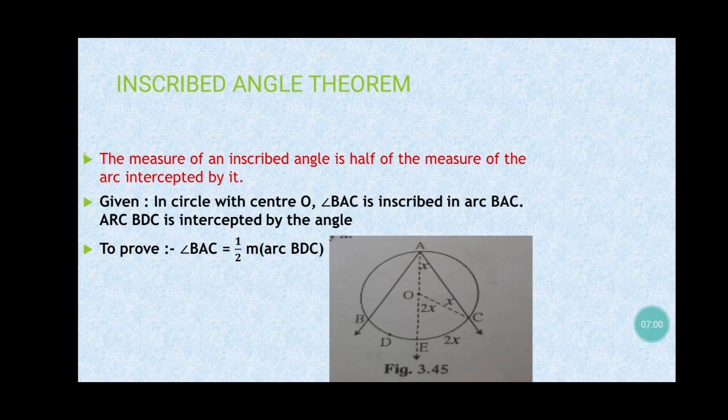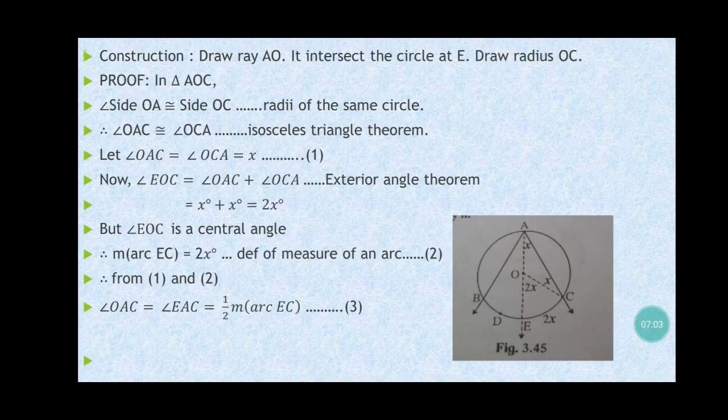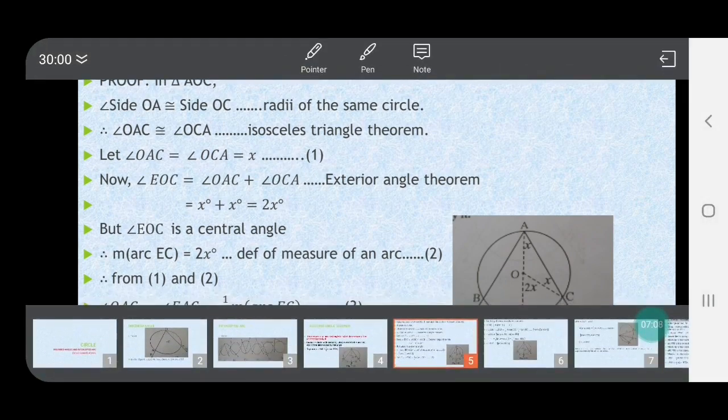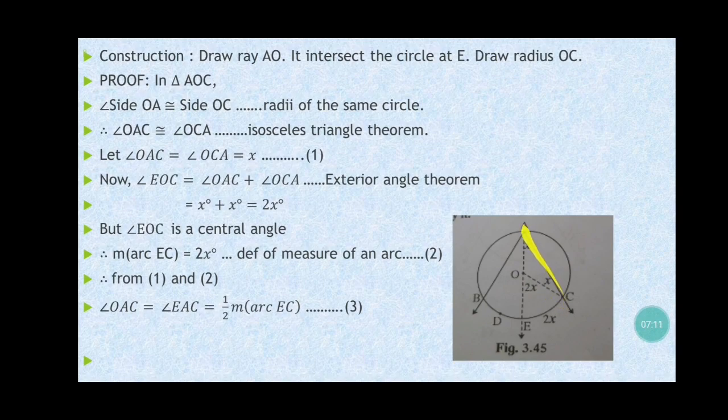Fine. As the base angles are equal, we will name it as X. So angle OAC and angle OCA are equal to X. Now the sum of them will be equal to 2x, right? But concentrate on this part now. Angle EOC is an exterior angle of triangle AOC, right? As it is an exterior angle, it will be equal to the sum of the remote interior angles.